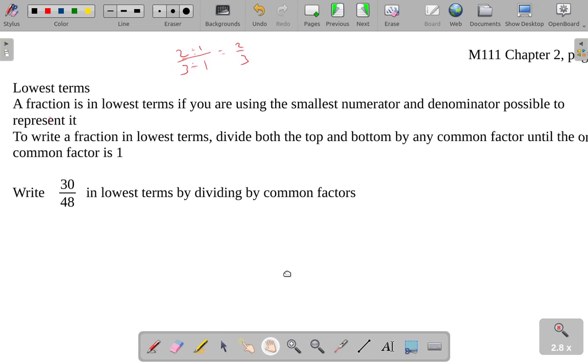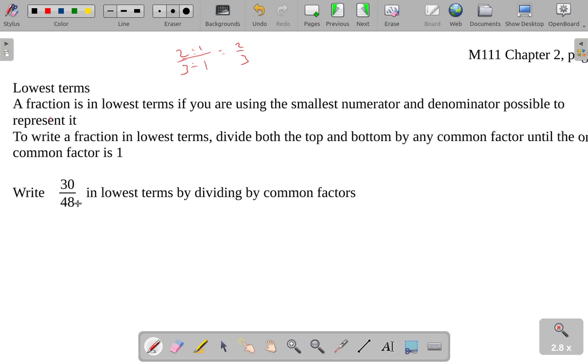So if we had something like 30 over 48 and we wanted to write it in lowest terms, we need to start thinking through, okay, what are the common factors here? It is possible to write a complete list of all the factors of 30 and a complete list of all the factors of 48, figure out which one of those is the biggest, and divide it out. That was one way of going about this.